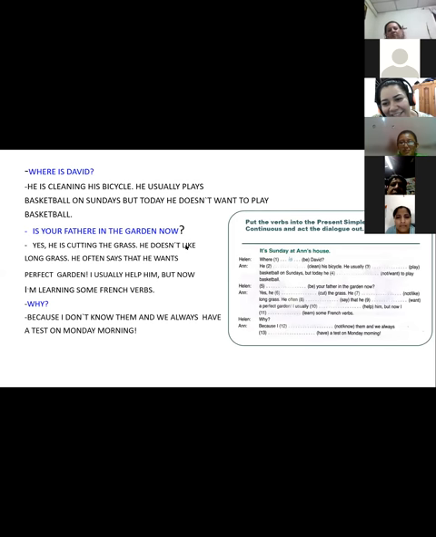Roxy and Alicia, usted empieza, Roxy. Okay. Antes que empiece Alicia, okay. Where is David? He's cleaning his bicycle. No, otra vez. He's cleaning his bicycle. He usually plays basketball on Sunday, but today he doesn't want to play basketball. Is your father in the garden now? Yes, he's cutting the grass. He don't like long grass. He doesn't. He doesn't like long grass.